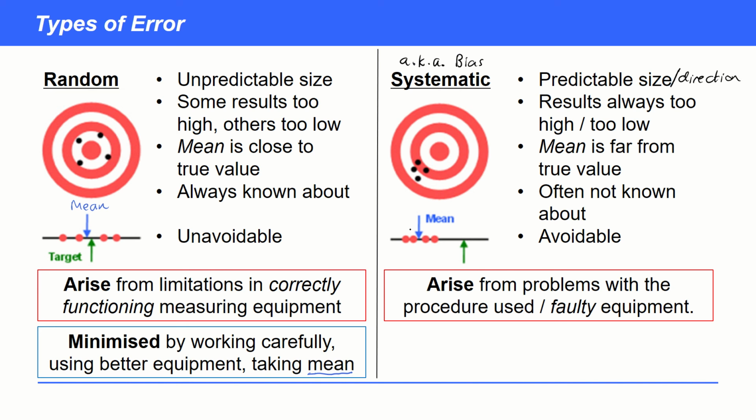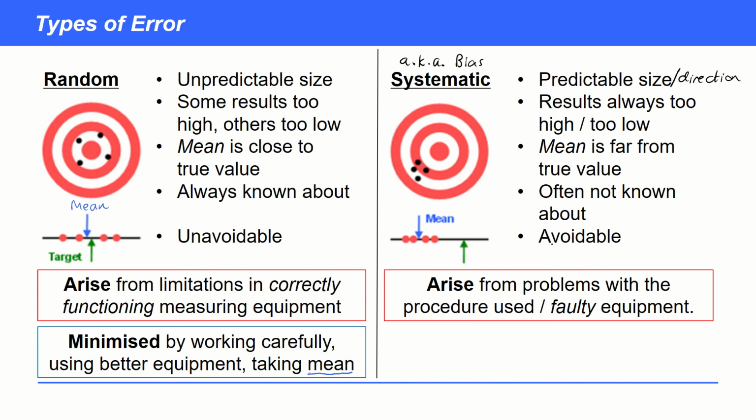Now, the problem with systematic errors is that even if you take a mean, the mean ends up far away from the true value. Now, often the other problem with systematic errors is that you often don't really know about them. If you have a systematic error or not, you won't be able to tell by doing repeats, because you could have your repeat values very close together. In other words, the experiment could be very precise, but still you've got a systematic error.